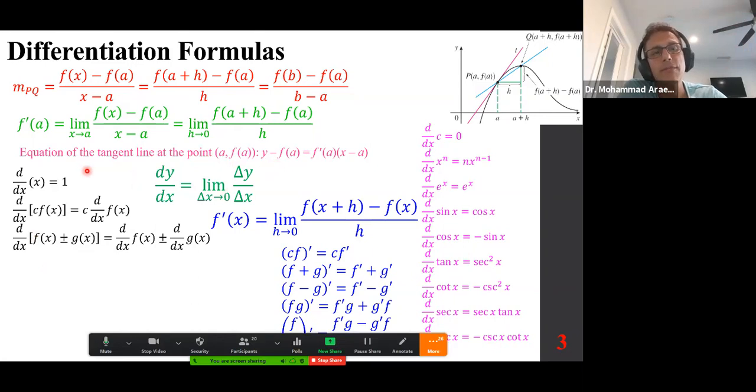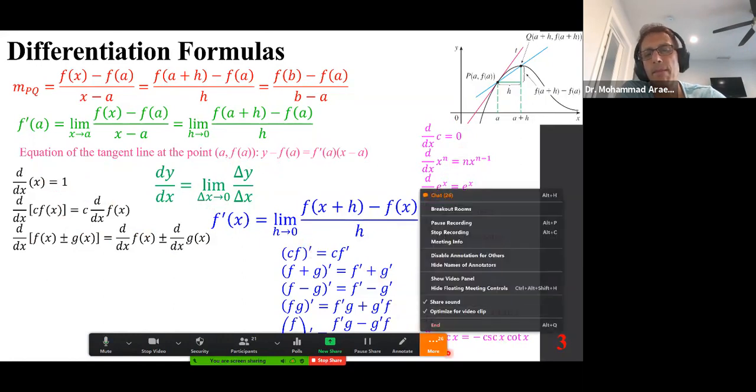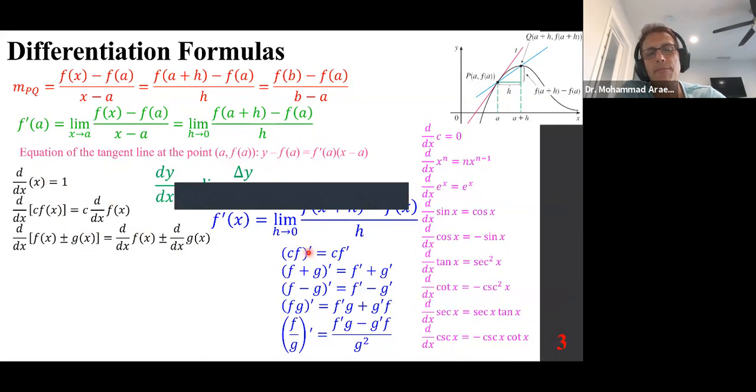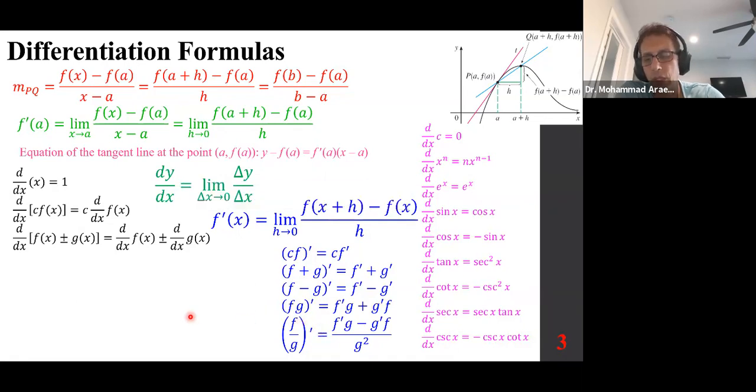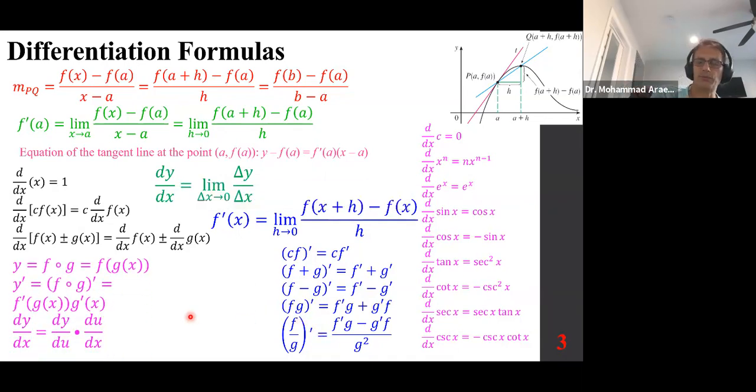The definition, here's the definition of differentiation. Here's another definition. Then there were a lot of formulas we covered: basic power rule, exponential rule, trigonometric functions, and we also looked at the product and quotient rule, and we are adding the chain rule now.